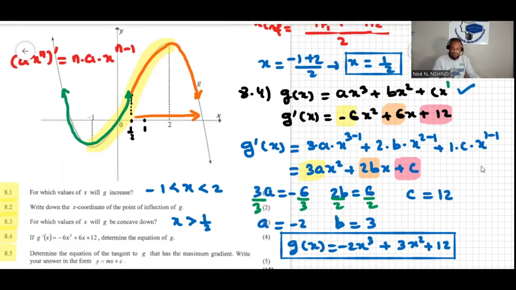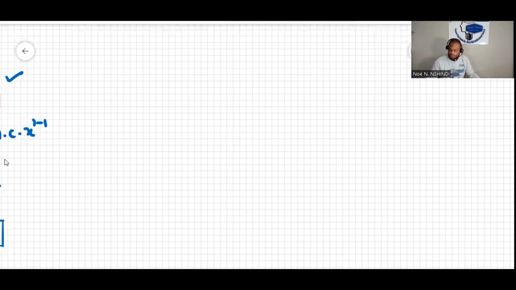I prefer to move. Let me read the question over again. It says determine the equation of the tangent to g that has a maximum gradient. Write your answer in the form y equal to mx plus c. I prefer to do it over here. I'll move my board over here. 8.5.